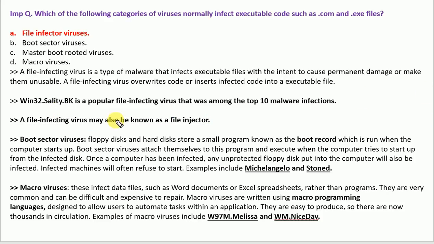Okay, now, the second option was boot sector virus. So let's discuss, okay, what is a boot sector virus?